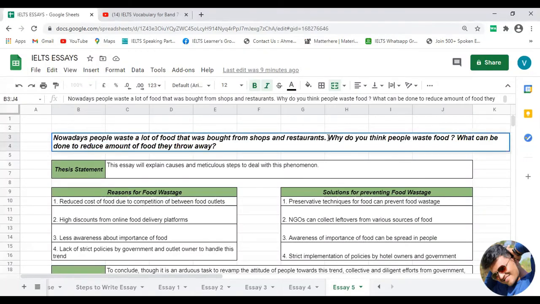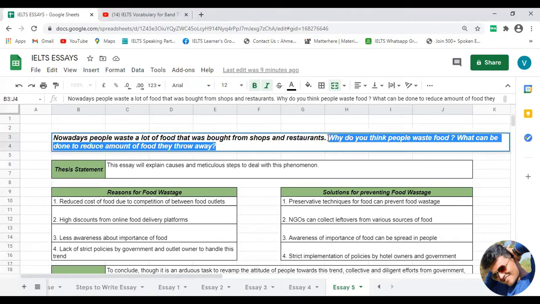As you can see, friends, there are two questions in front of you. Why do you think people waste food? So here you need to give the reasons why people are wasting food, and what can be done to reduce the amount of food that they throw away. It means you need to provide the solutions for the problem of food wastage. So these are the two questions.